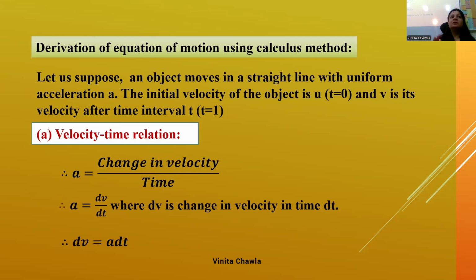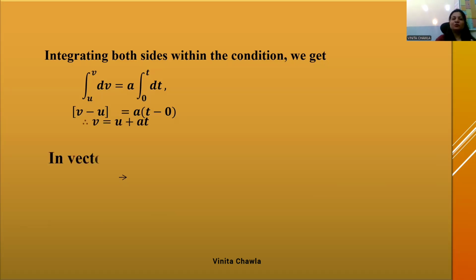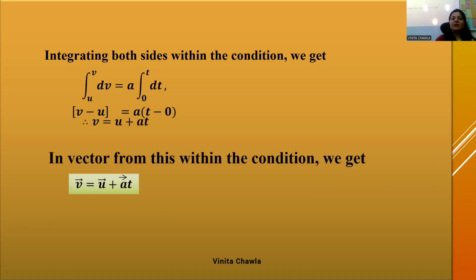How is the velocity changing? Velocity is changing from u to v. Initial velocity is u and final velocity is v, and time is from 0 to t. So now we will integrate this and put in the limits. At t equals 0 we have u, at t equals t we have v. Accordingly we'll put the limits. By integrating both sides we get this. On integrating dv we get v. So from here we get v is equal to u plus at. This is the first equation of motion. In vector form we write the equation like this. This is the vector form of this equation.